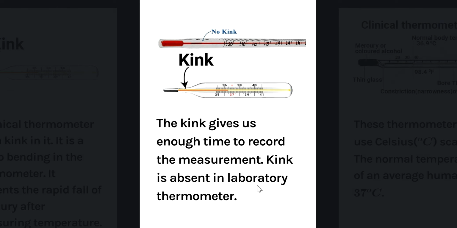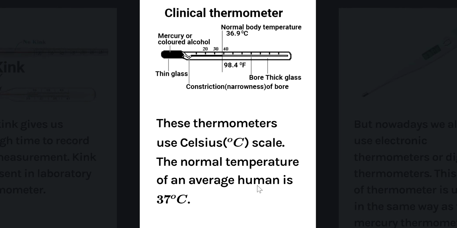The next important point is that these thermometers use the Celsius scale. The normal temperature of an average human being is 37 degrees Celsius. That is clearly represented here, 36.9 degrees Celsius and 98.4 Fahrenheit, for a normal person who does not have any fever, cough, cold or flu.